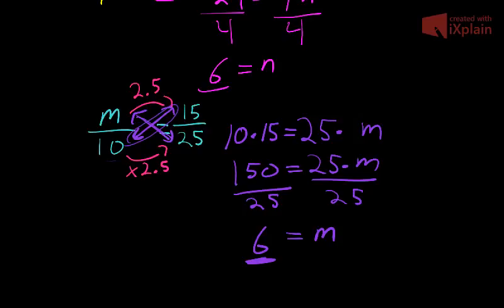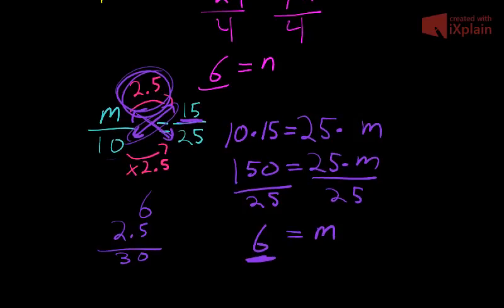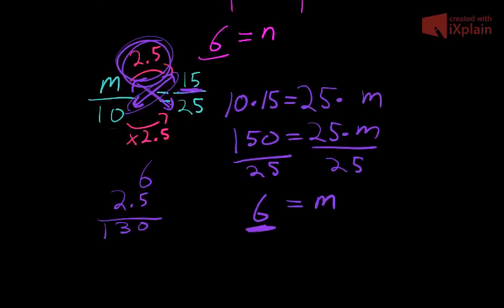And if we plug that back in, I can say 6 times 2.5. 6 times 2.5 should give me 15, is what we said right here. So 6 times 5 is 30. 6 times 2 is 12. And that should add up to 15.0.